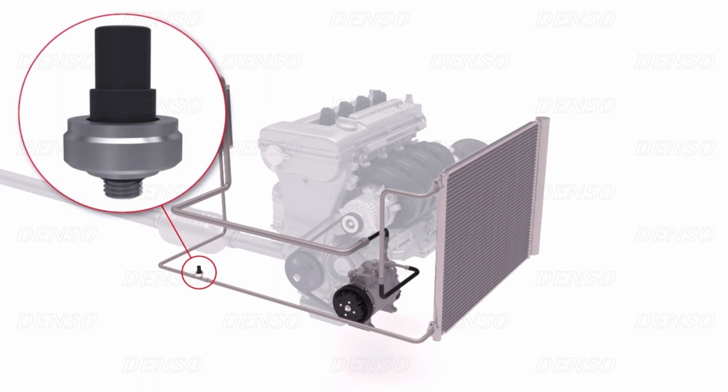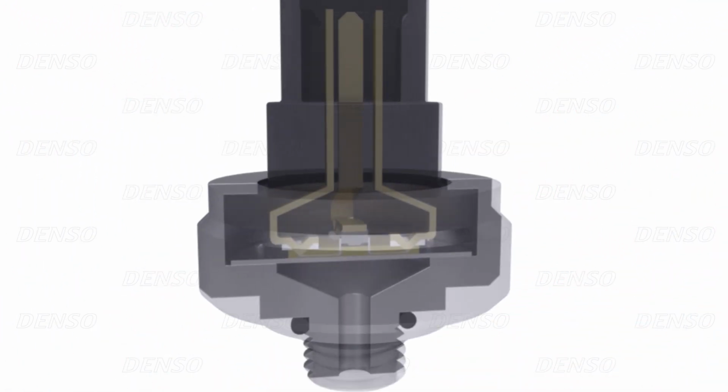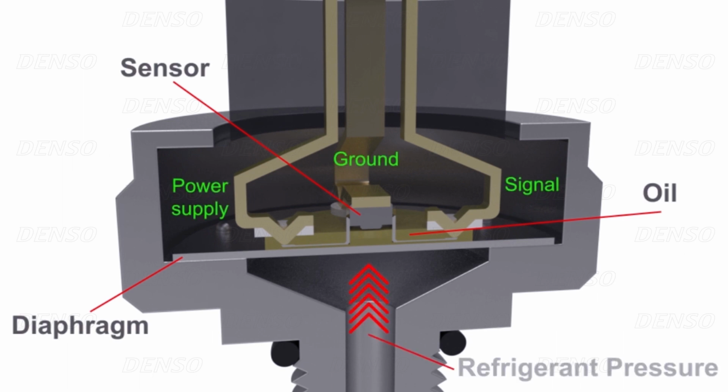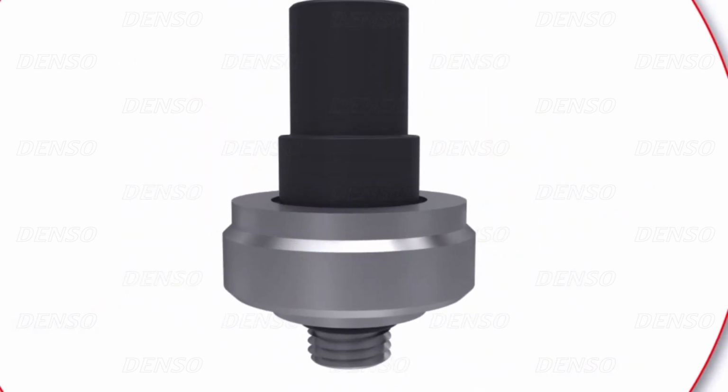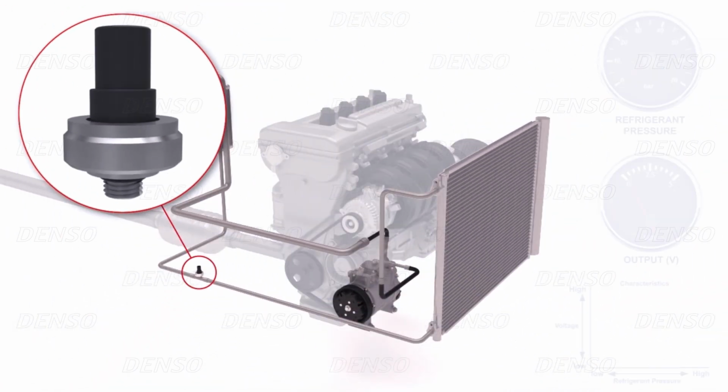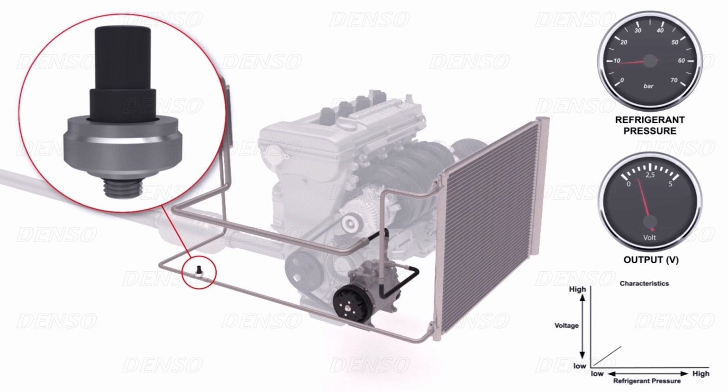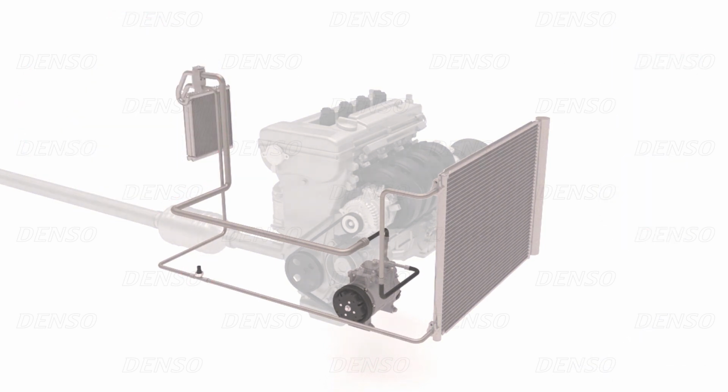One final and important component fitted to DENSO air conditioning systems is the pressure sensor that is used as a simple safety device. The sensor detects the refrigerant pressure on the high pressure side between the condenser and the expansion valve, so if the pressure is incorrect, which could cause damage to the system components, the compressor can be switched off.